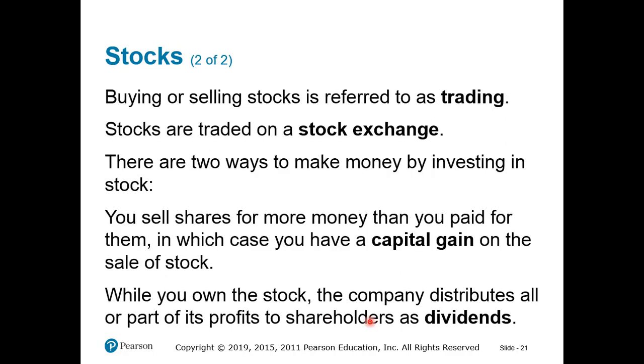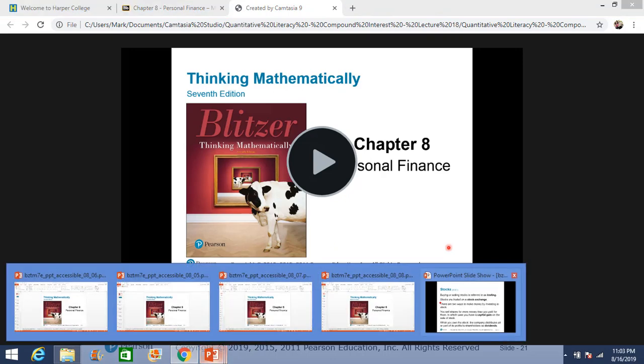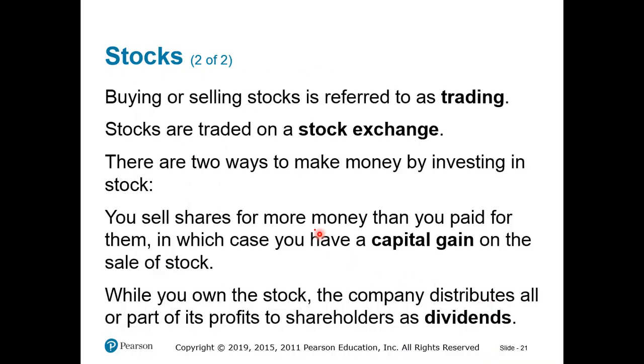Now, buying or selling stocks is referred to as trading. Stocks are traded on what's called a stock exchange. Okay. So now there are only two ways to make money by investing in stocks. You either sell your shares for more money than what you paid for them, and this is what we call a capital gain on a sale of a stock. And be careful, because if you sell the stock, you'll have to pay what's called capital gains tax, which you want to avoid, but sometimes it's unavoidable.